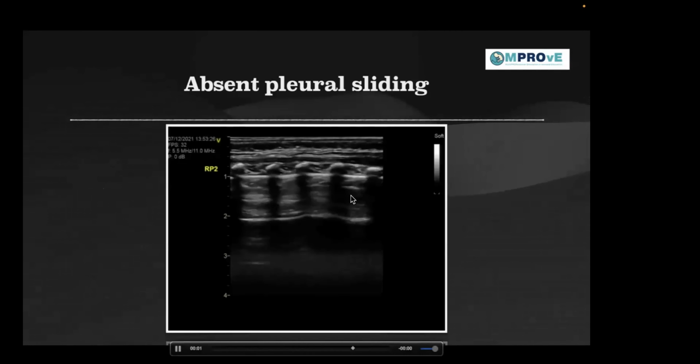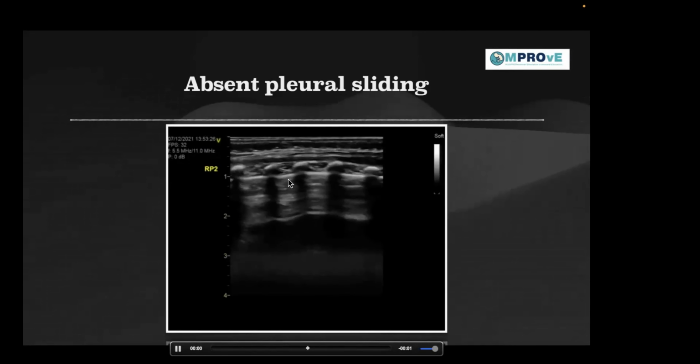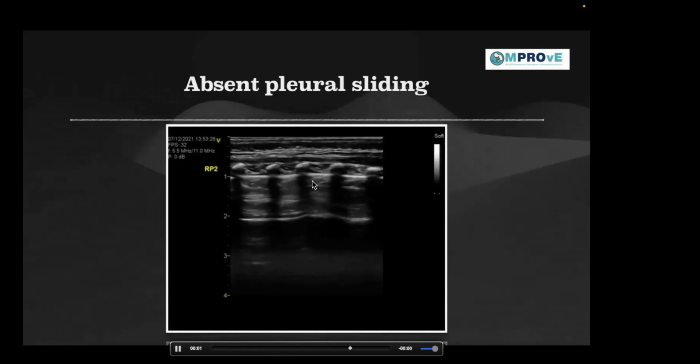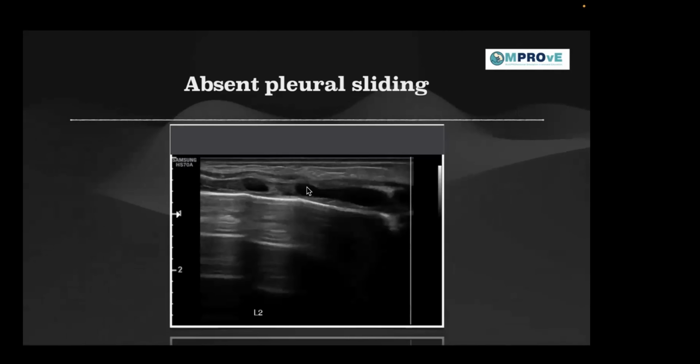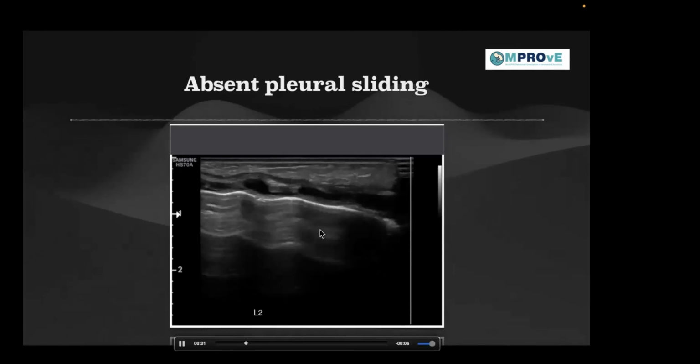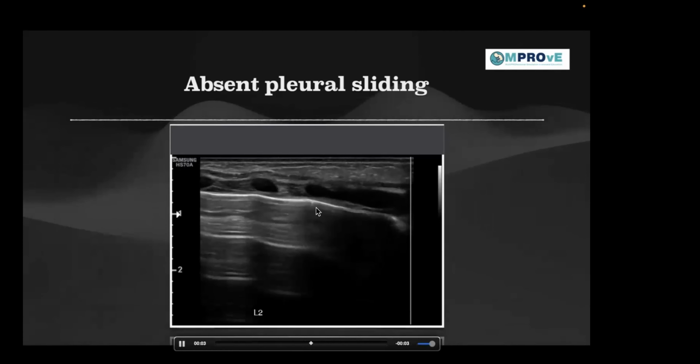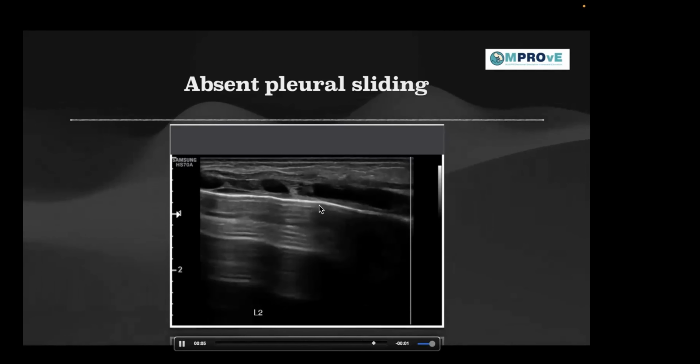So this is an example of absent pleural sliding. So you don't see any B lines or comet-tail artifacts. Then what are we seeing here? Of course, that's a respiration movement transmitted to this particular segment of the lung, but you cannot see the pleural sliding. You cannot see any B lines. You cannot see any comet-tail artifacts. So this is a transitional area where you can see some B lines are coming up.